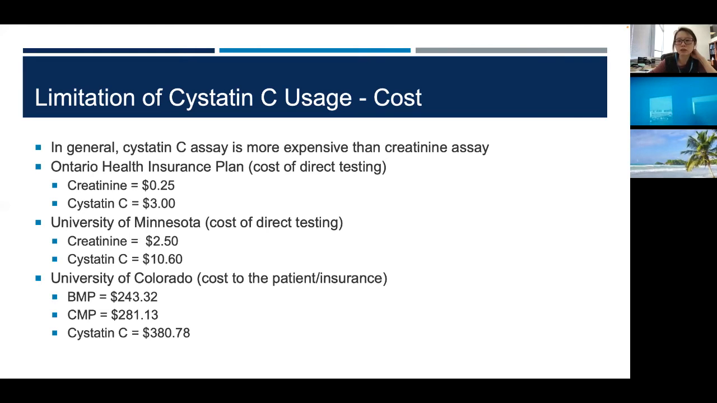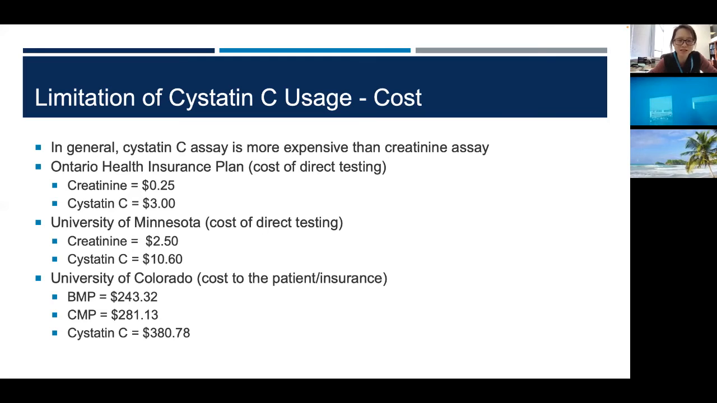Annie, can I just add the VA? It's $4.77 for the Cystatin C and 8 cents for creatinine. Oh my gosh, wow. That's a huge difference. Sophie, is that 0.08 cents or 8 cents? 8 cents, right? Yeah, it's 8 cents. Sorry, guys, but still, it's huge.